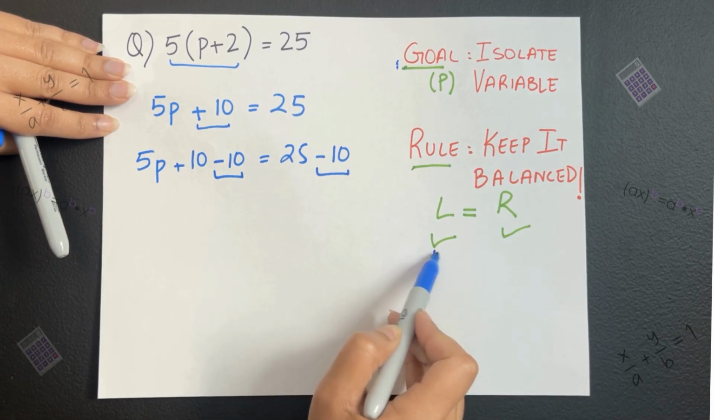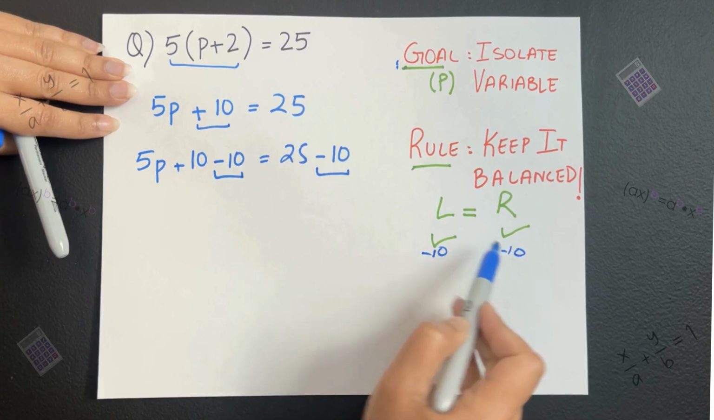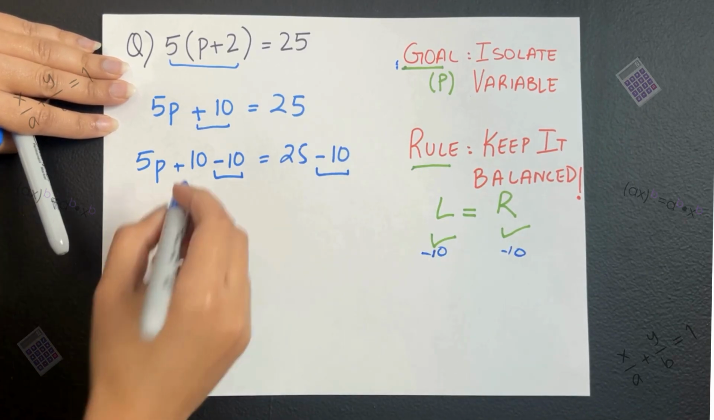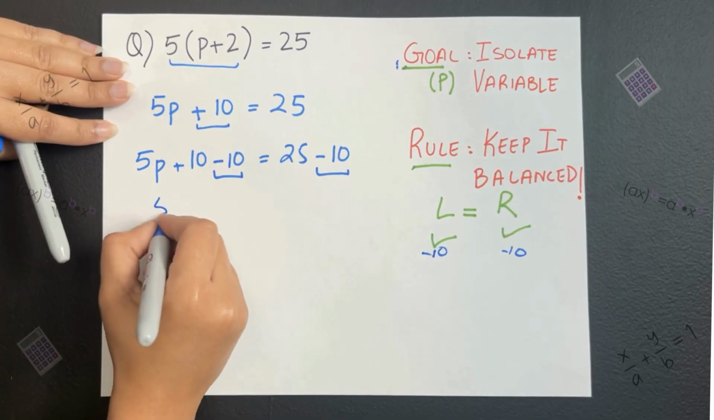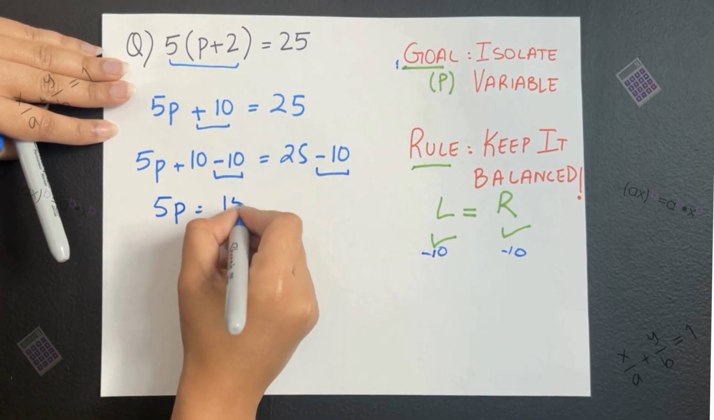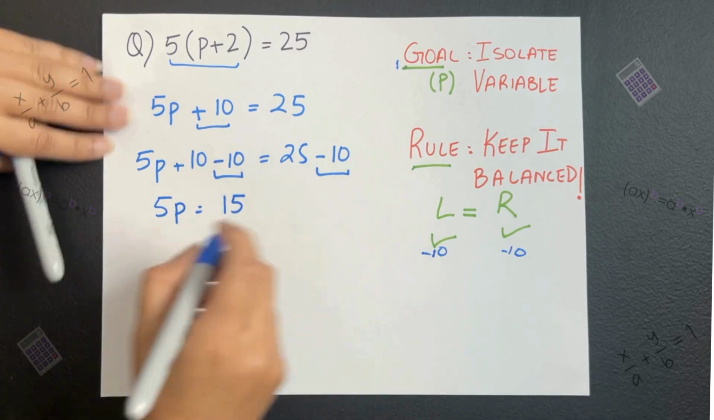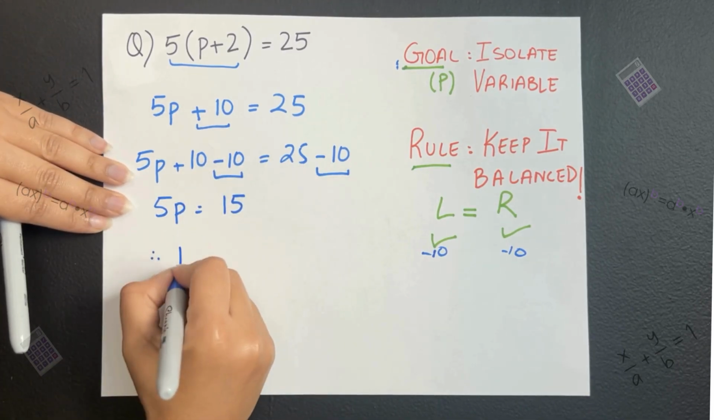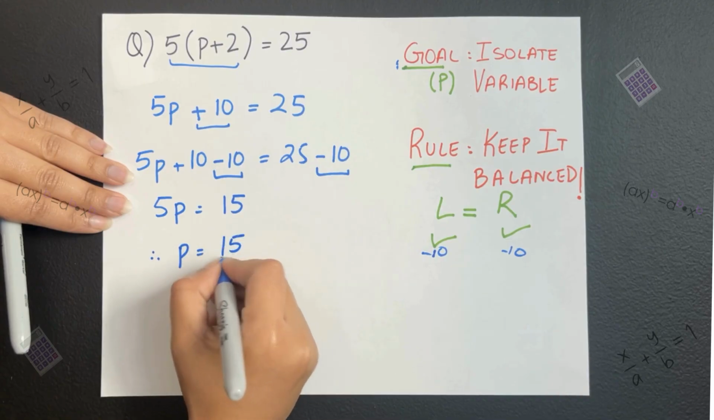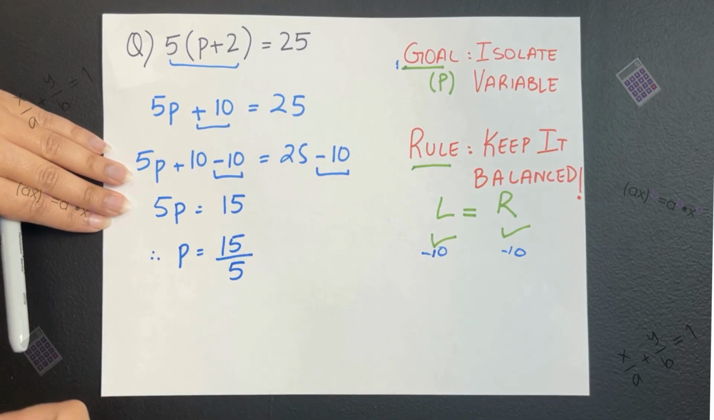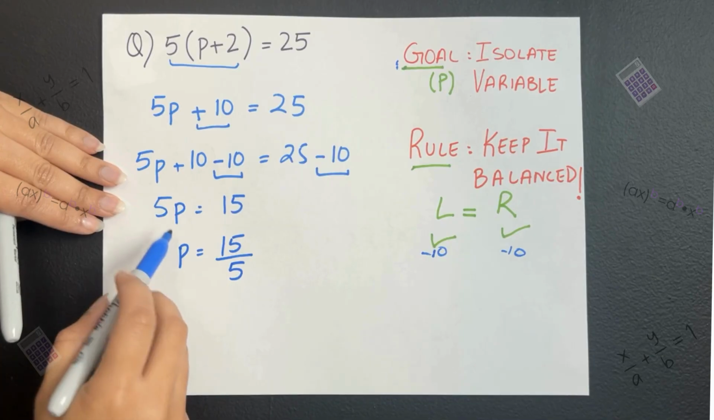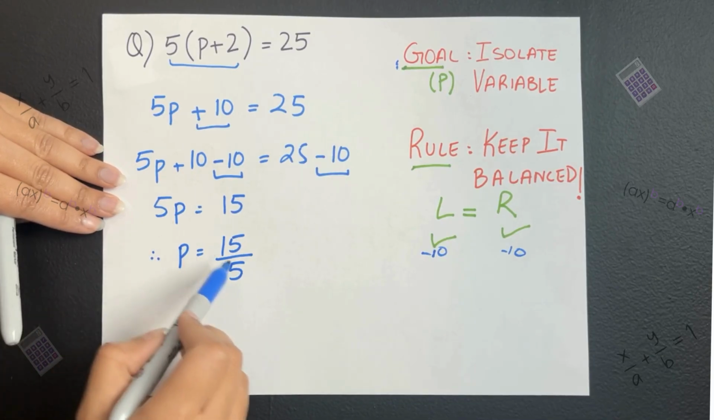What we did on the left, we did minus 10, and we did the same on the right, minus 10, right? So minus 10 is 0. So can I say 5p is equal to 15, 25 minus 10, and therefore p is equal to 15 divided by 5. Now my question here is, how did 5 magically move from here to there?